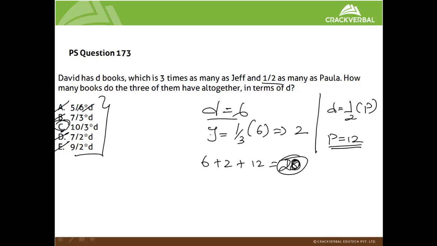As per the process of plugin, always pick a number which is best for the question. Here 6 is best because it has to be divisible by 3 and 2. At least it has to be divisible by 3, because Jeff is 1/3 of David, so any number divisible by 3 would be good. And if you look at all the options, they are divisible by 6, 3 or 2, so it's better to take a number which is divisible by both 3 and 2, which is 6 here. Hope this is clear. The answer here is 10 by 3 D. Thank you.